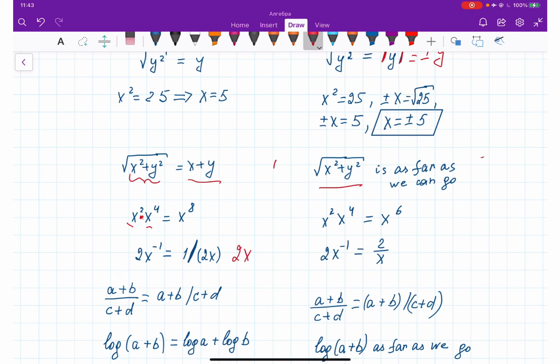2 times x to the power negative 1 is equal to 2 times x to the power negative 1, right? Which means 2 times x to the negative 1, meaning 1 over x, correct? And that means if you multiply, the denominator of 2 is 1, so it's going to be 2 times 1, 1 times x, or it's going to be 2 over x. Okay, and we have here 2 over x.